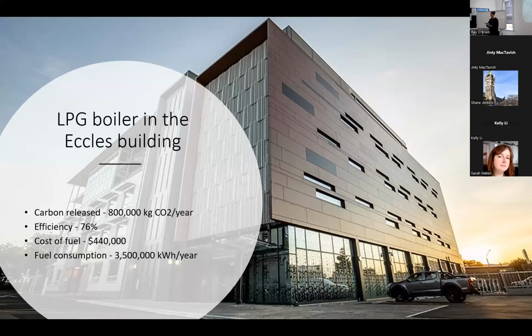The LPG boiler in the Eccles building is well oversized for what is needed, but cannot run at a reduced load like an electric boiler could. Currently, 800,000 kgs of CO2 is being released each year. We want to significantly reduce the amount of emissions being released into the atmosphere due to the fact that the university wants to become more environmentally and socially responsible. The cost of fuel is $440,000 per year. The fuel that is being consumed is 3,500,000 kilowatt hours per year due to having a low efficiency of 76%.